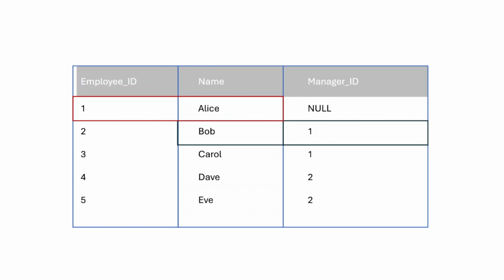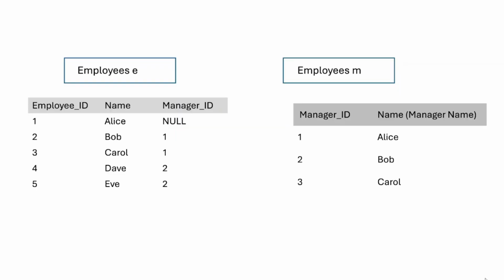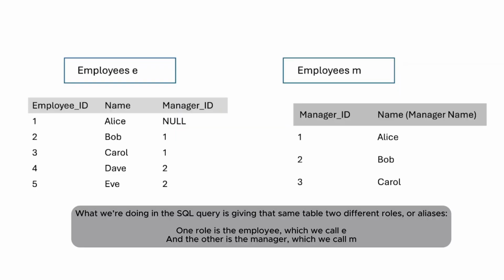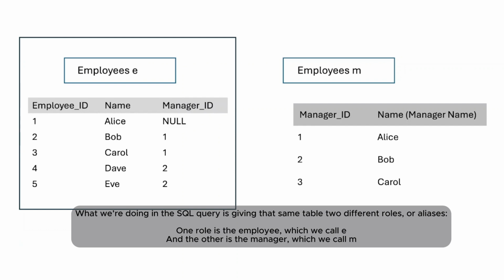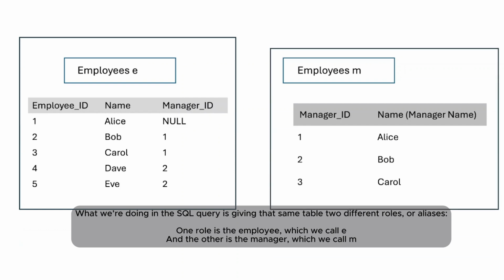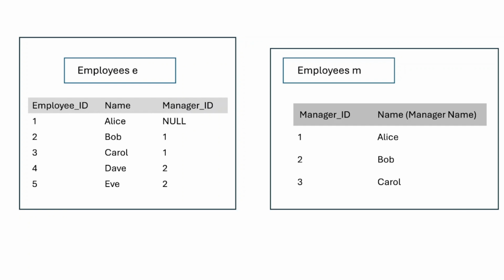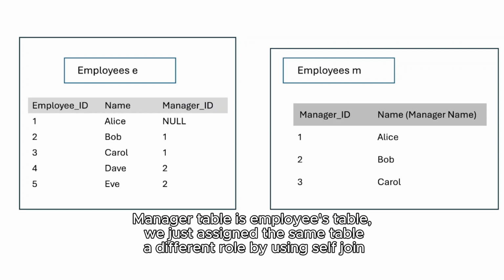But how do we do that in SQL? How do we match Bob to Alice when they're both in the same table? And the answer is self-join. It's like you created two versions of the same table, one for employees and one for managers. The employee table shows all the usual info, right? Employee ID, name, and manager ID. The manager table, on the other hand, just needs two columns, manager's ID and their name.